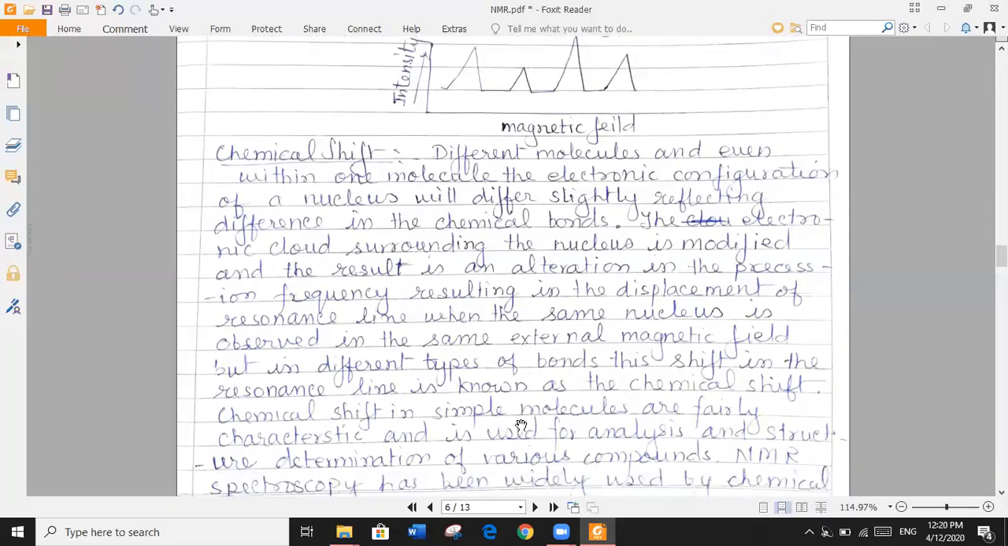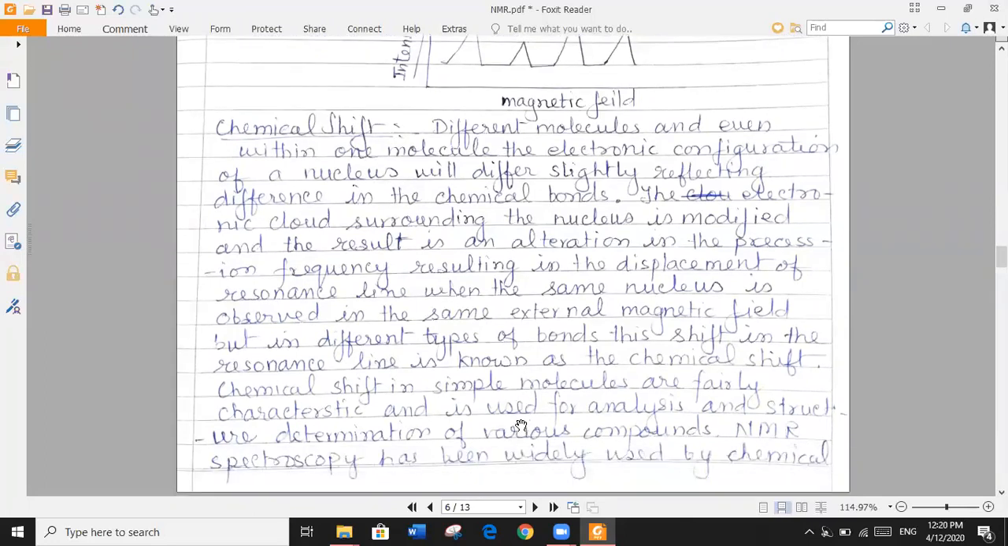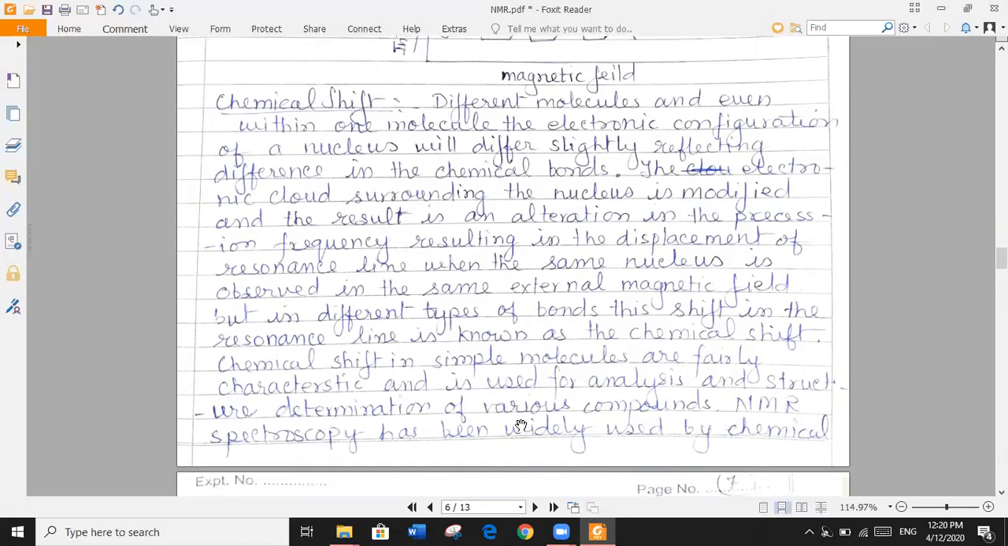Chemical shifts in a simple molecule are fairly characteristic and are used for analysis and structure determination of various compounds.